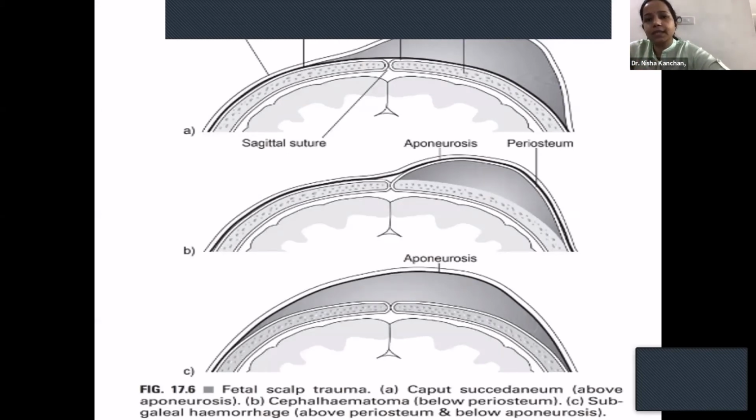And B picture, C is dangerous. B is showing cephalhematoma, where it is below the white line. That is, the periosteum of the skull is just lifted up, and the hemorrhage is between the periosteum and the skull. Cephalhematoma is less dangerous compared to a subaponeurotic hemorrhage. It does not cross the midline and will resolve. Okay, cephalhematoma. So this is all showing you which layer of the bleeding or swelling is present.